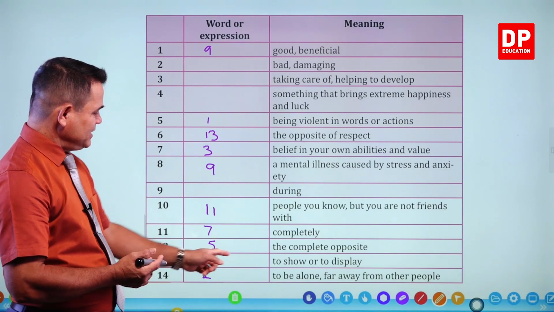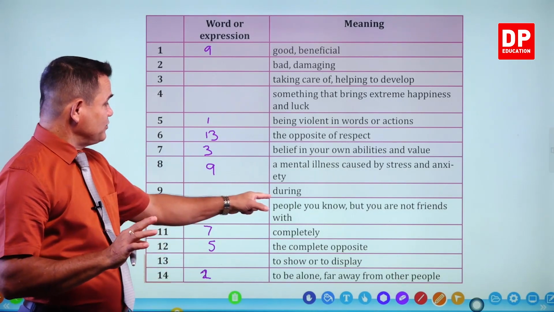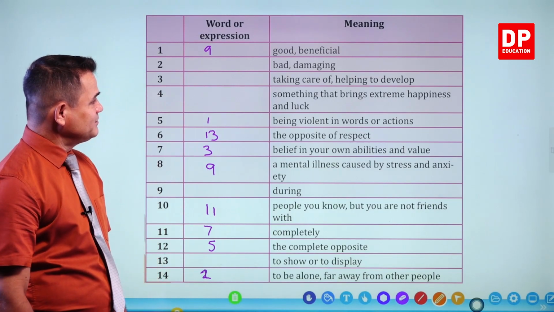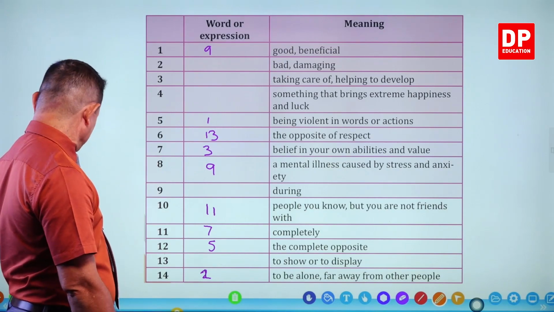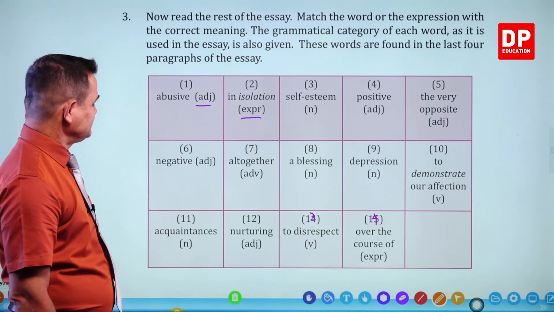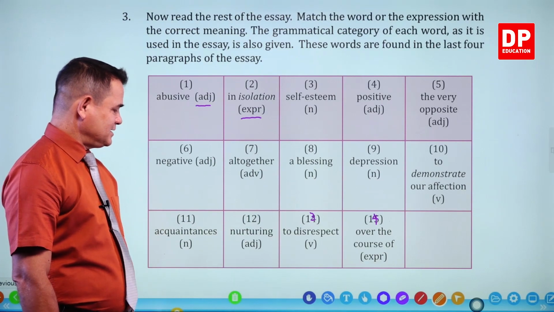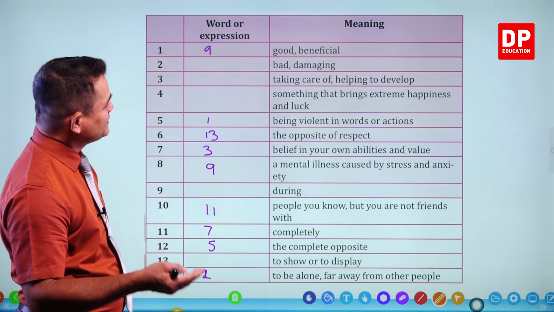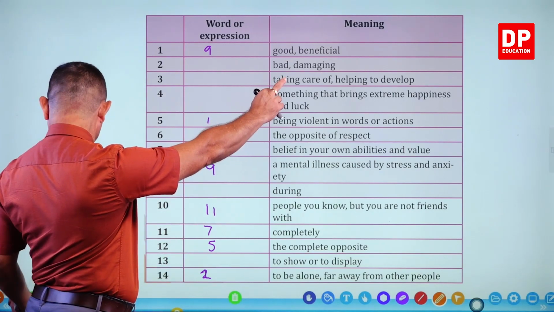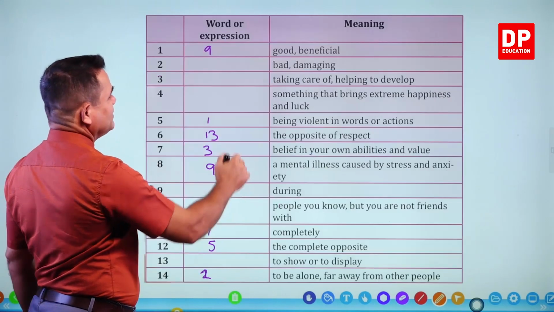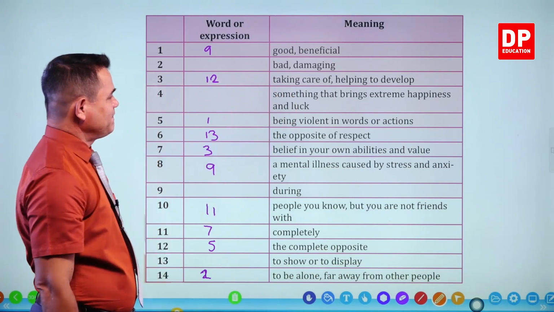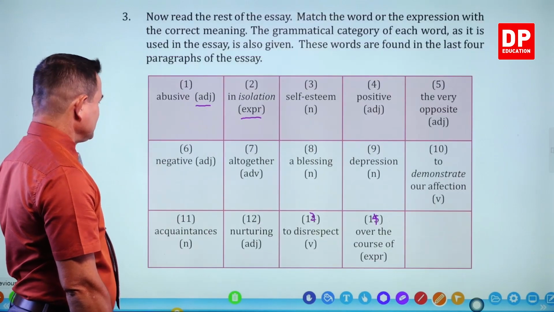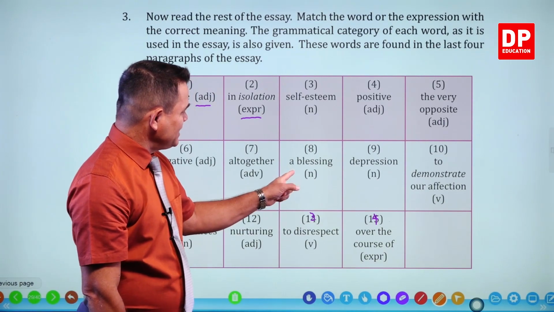And the next one, what are the remaining words? To show or to display. And bad, damaging, taking care of, helping to develop, something that brings extreme happiness and love. Nurturing, number 12. It's very easy. Nurturing, taking care of, helping to develop. Now little by little, remaining are bad, damaging, and something that brings extreme happiness. That is blessing, number 8.